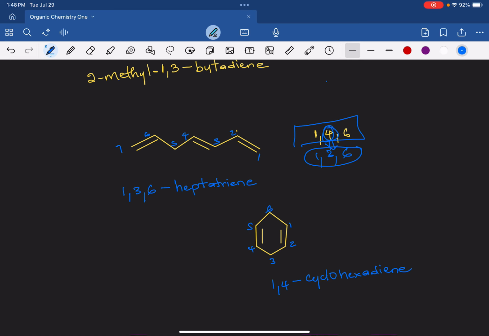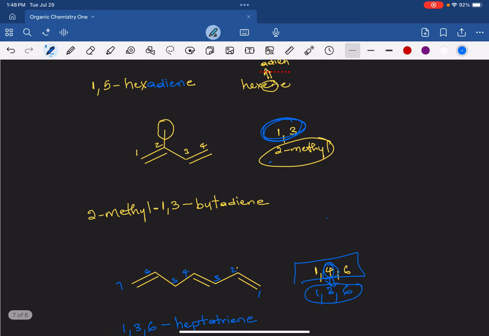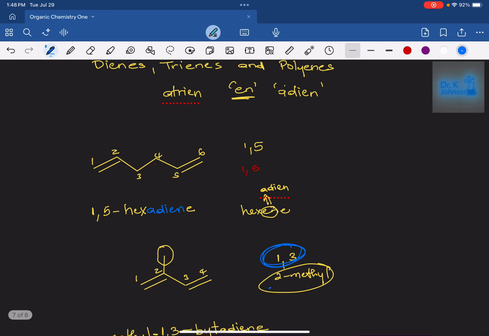And that's how you name your dienes and trienes. At your level, the most you'll see is 2 double bonds or 3 double bonds.